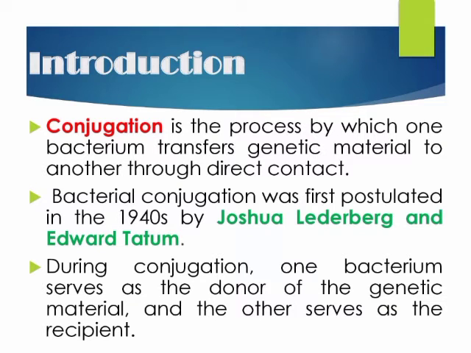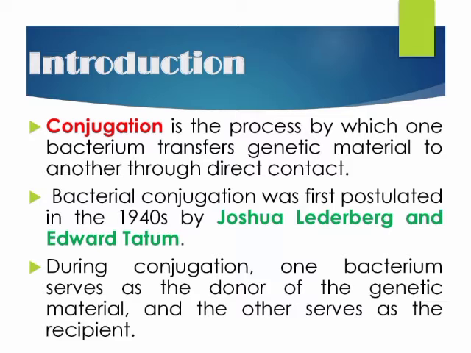Bacterial conjugation was first described in the year 1946 by Joshua Lederberg and Edward Tatum. Conjugation is the process by which one bacterium transfers genetic material to another through direct contact. During this process, one bacterium serves as the donor of the genetic material and the other serves as the recipient. The donor bacterium carries a DNA sequence called the fertility factor or F factor.